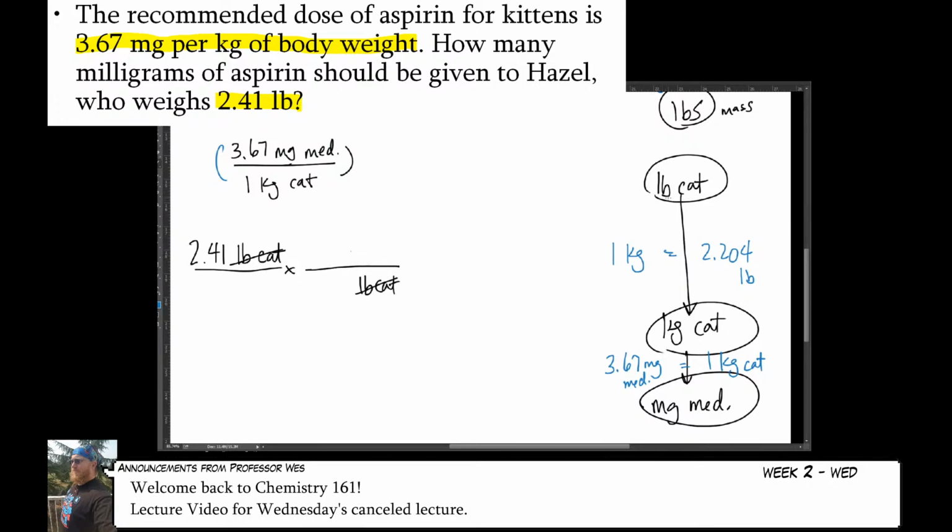So, all right, we're going to go from pounds of cat to kilograms of cat. So we're going to do kilograms of cat. And then for the next unit, I'm going to turn kilograms of cat into milligrams of medicine. Oh, we're going to cancel the cat again. Sorry, Maya. And then this will be milligrams of medicine.